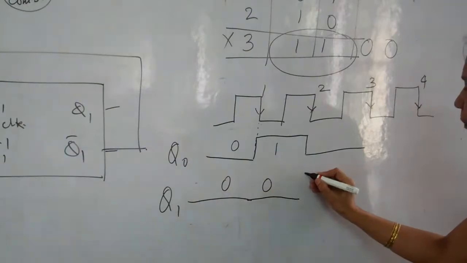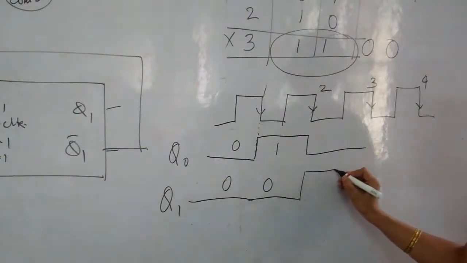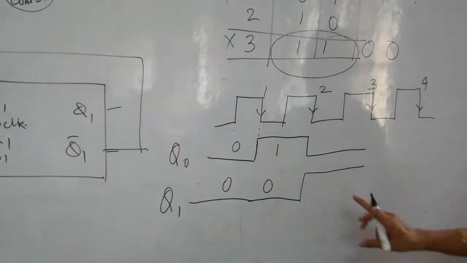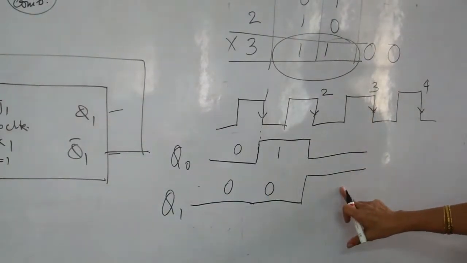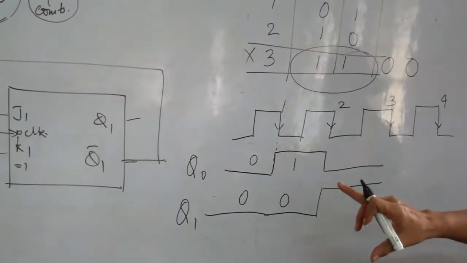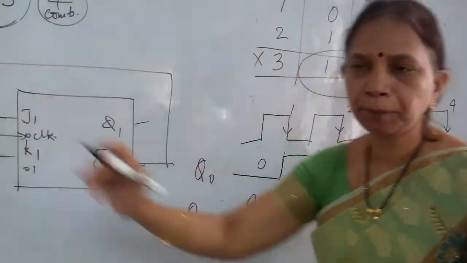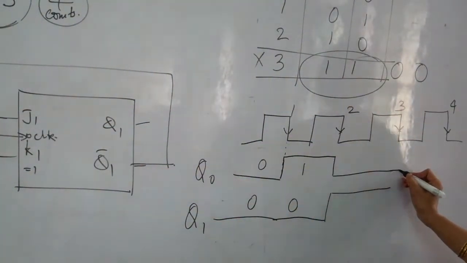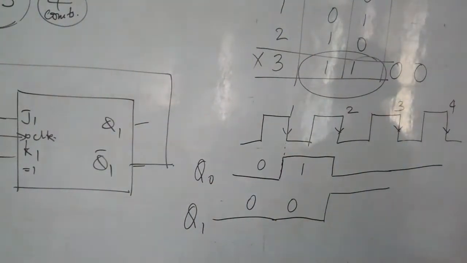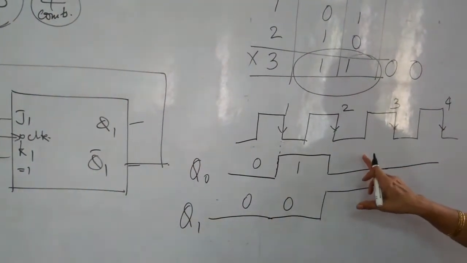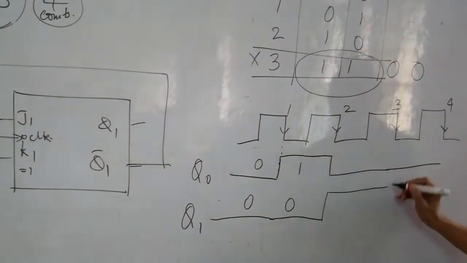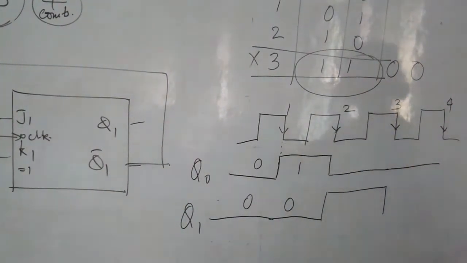But here what is happening? Q1 goes high until this time. So what's happening? Q1 is high, so Q1 bar will be 0. So when the third clock pulse comes, the 0 is fed back. Therefore, it continues to be in the same state. During this time, this Q0 is 0, Q1 bar is 1. So 1, 1, it will allow it to toggle.